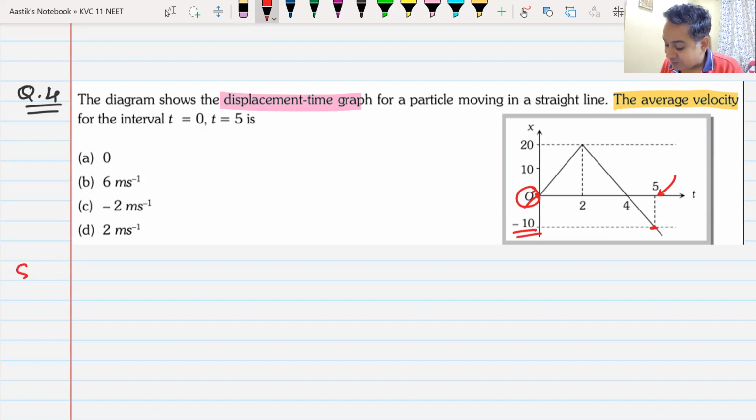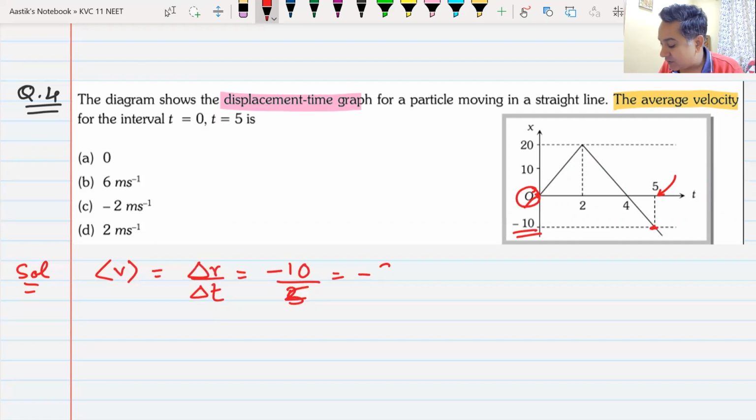So you can write average velocity as total displacement divided by total time, my dear friends. Total displacement is minus 10, total time is 5. My answer will be minus 2 meter per second. Do we understand this? Yes or no?